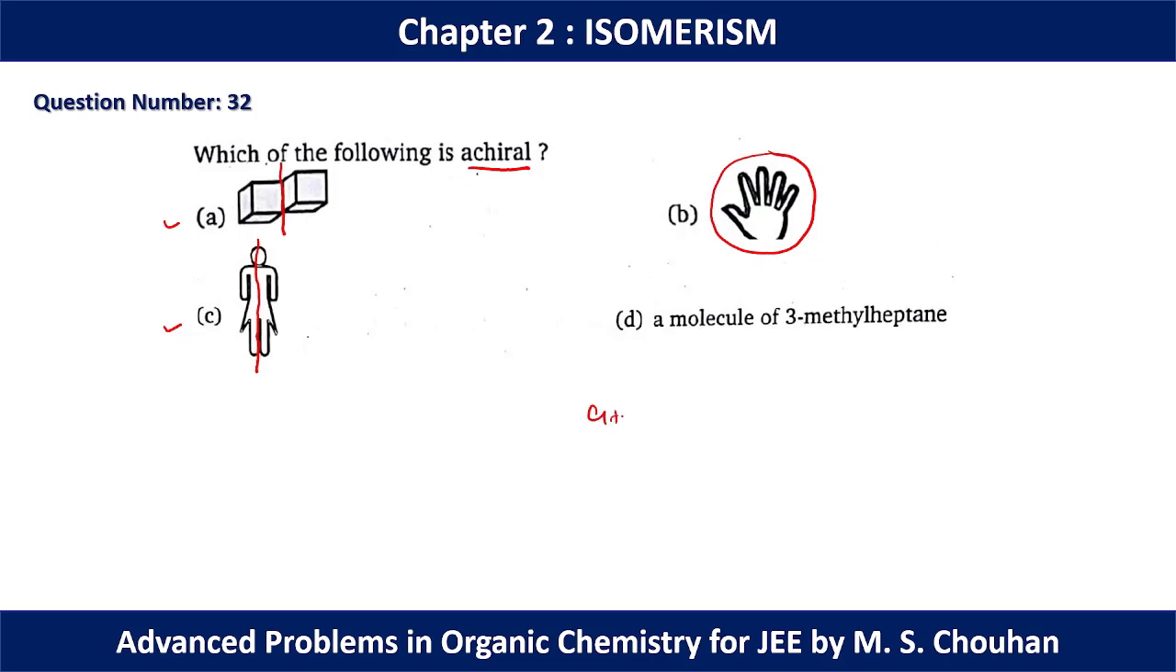If we draw 3-methyl heptane, we can see a chiral center present here. There is no sigma or i. So this is also chiral. So A and C both are achiral in nature.